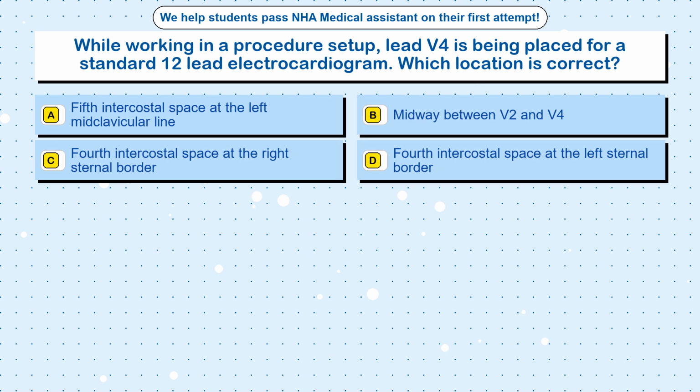Question 97. While working in a procedure setup, lead V4 is being placed for a standard 12-lead electrocardiogram. Which location is correct? Option A. 5th intercostal space at the left midclavicular line. Option B. Midway between V2 and V4. Option C. 4th intercostal space at the right sternal border. Option D. 4th intercostal space at the left sternal border.